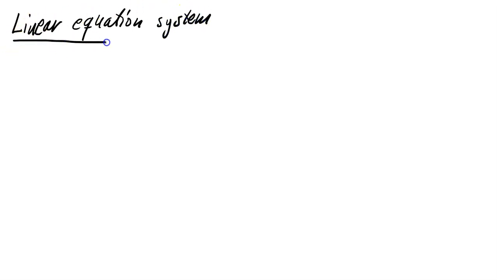Now we look at a linear equation system. And what does that mean? It means you have several linear equations you want to solve at the same time. So several should be true at the same time. For example, let's take a concrete example.